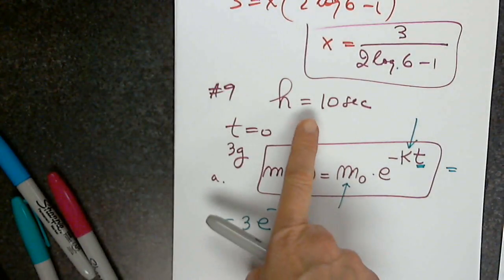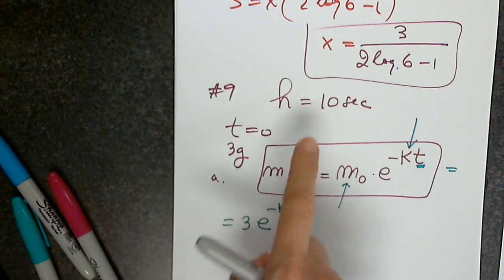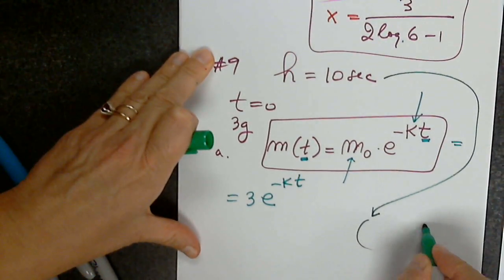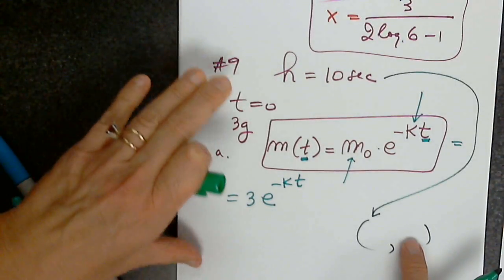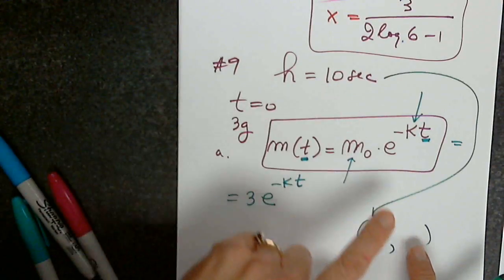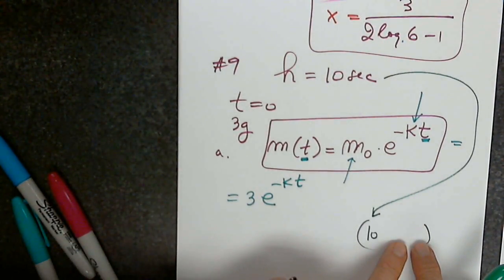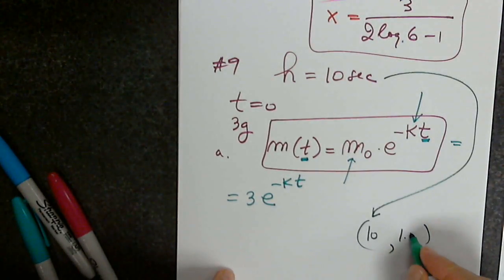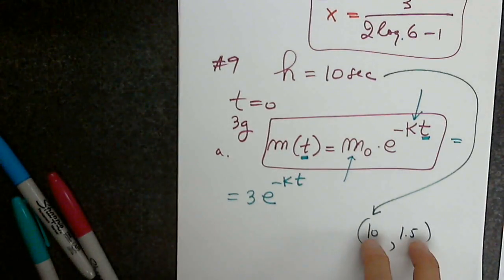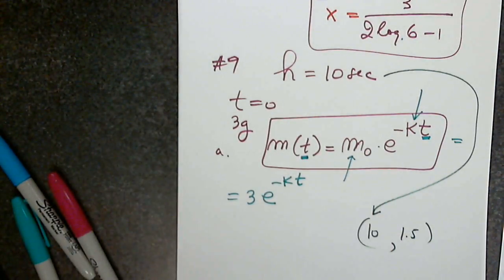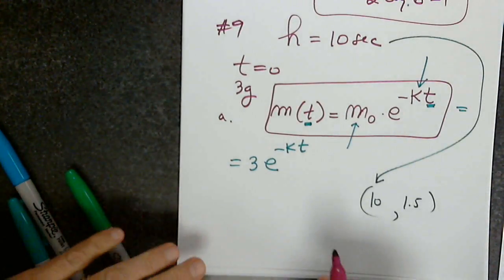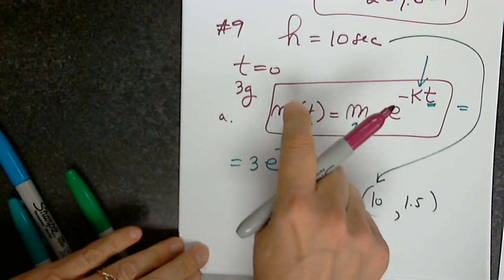I do know that the half-life is 10 seconds. What ordered pair will that give us? I'm given 3 grams. In 10 seconds, the amount will be half. This is the ordered pair that we are indirectly given. I'm going to use this ordered pair on the model, but I would like you to dictate the equation that I have to write.